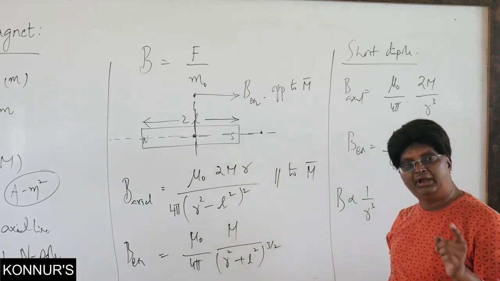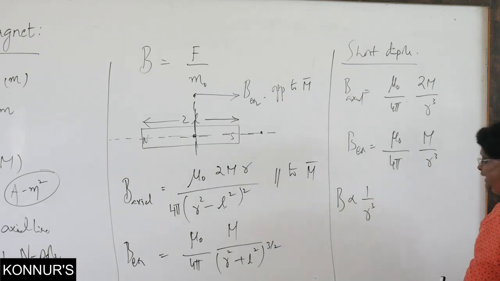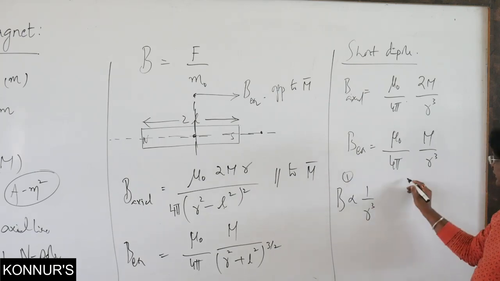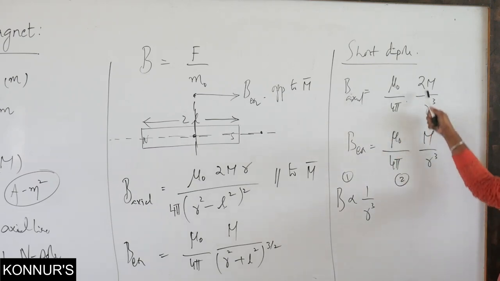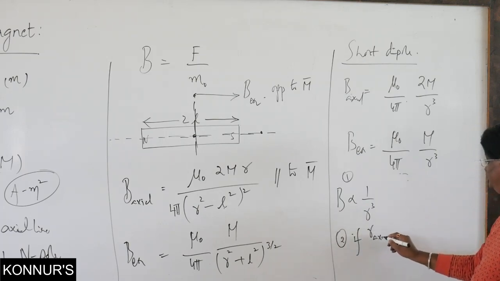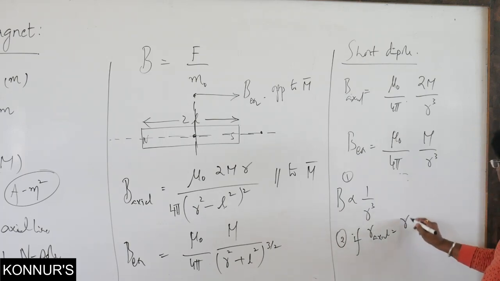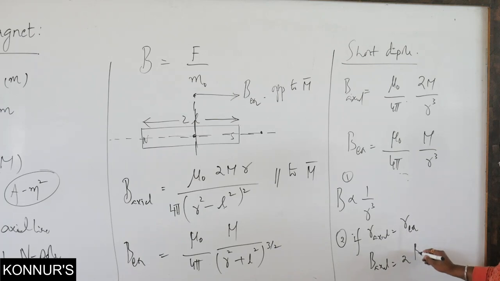So at different distances, finding B is an important thing. B1 by B2 ratio is R2 by R1 to the power 3. So this is one take that I am taking. What is the second take that I am taking? Here you will find that when you are writing the expressions for axial and equatorial, this 2 term is the difference between them, when the distance is the same at both axial and equatorial point. Therefore now I am writing my second take as, if R axial is equal to R equatorial, same distance points, then B axial is 2 times B equatorial.